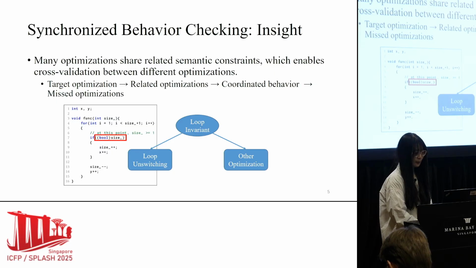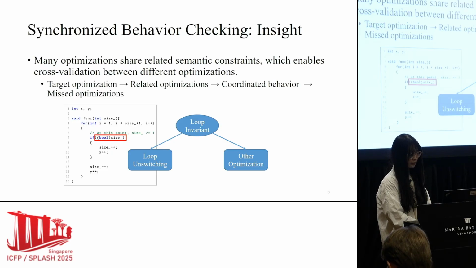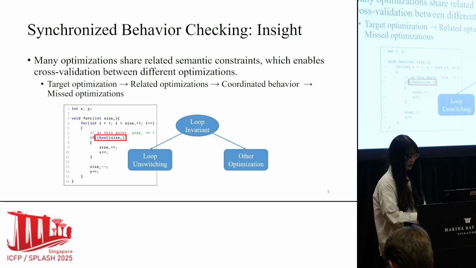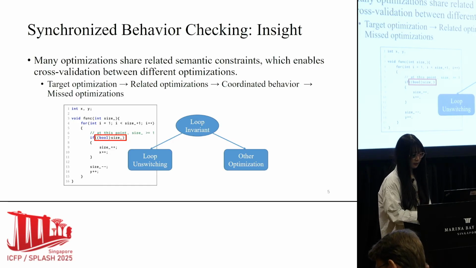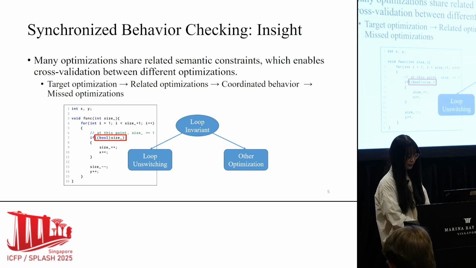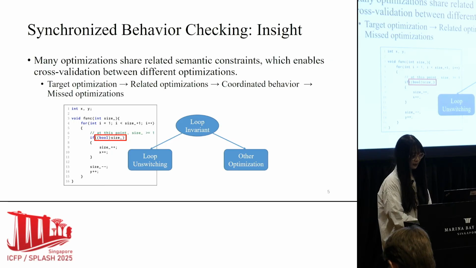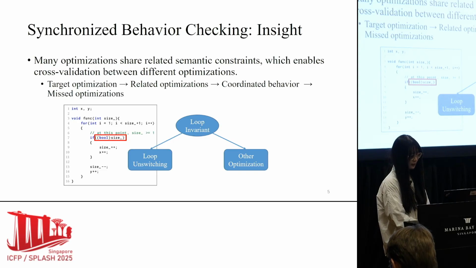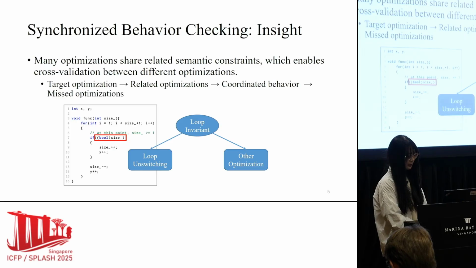We propose synchronized behavior checking (SBC) to address this challenge. The key insight behind SBC is that optimizations may not function in isolation. Quite the contrary, distinct optimizations often depend on related semantic constraints of the input program. This interrelationship induces coordinated behavior among optimizations, which can be utilized for cross-validation. In particular, for a target optimization, we look for other optimizations that have related semantic constraints with it, detecting missed optimizations by observing whether their actual behavior is consistent with the expected coordinated behavior.